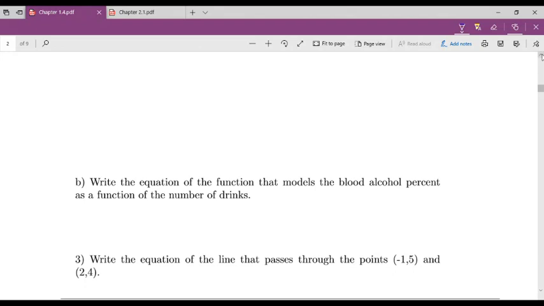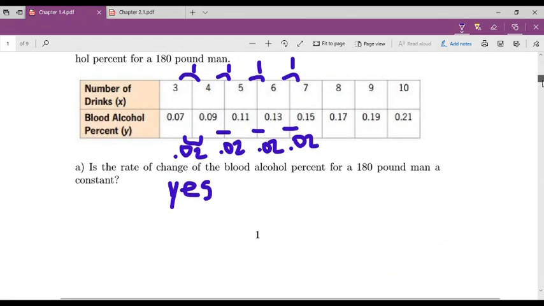Okay, so we're looking at modeling the blood alcohol percent as a function of the number of drinks. So your blood alcohol percent is going to be your y. It's going to be a function of x, which is the number of drinks. So your number of drinks here is going to be your x. So if I go back up and look at the chart, number of drinks is obviously your x, blood alcohol percent is your y.